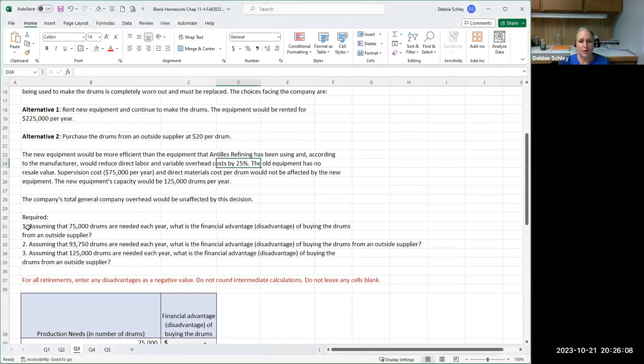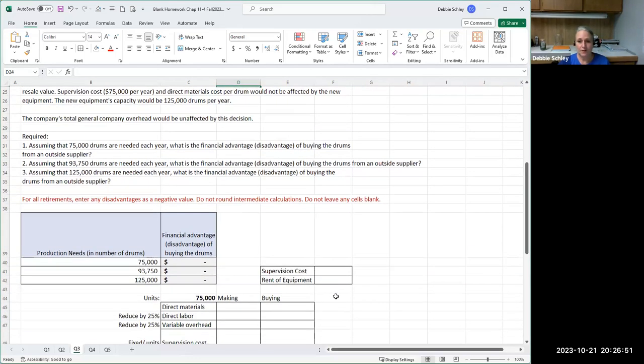Okay, so we're going to do 3 requires. First, we're going to assume 75,000 drums were needed each year, and then we're going to assume 93,750, and then we're going to assume 125,000 and find the financial advantage or disadvantage for each case. There's my typo. It should say for all requirements, enter any disadvantages as a negative value. Do not round intermediate calculations. That means as you're doing the math, don't round any of the numbers until you get to the end, and do not leave any cells blank. All of those are very important instructions.